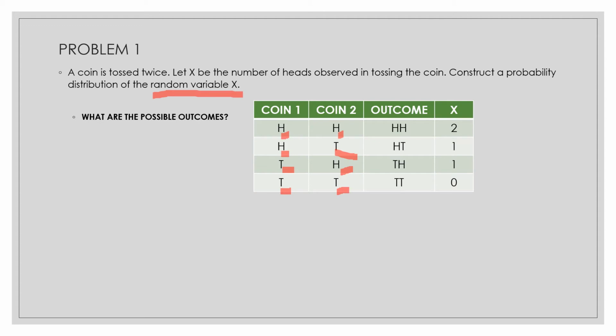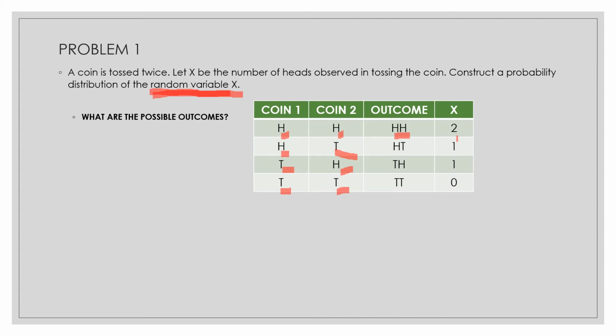Next, we need to find our x. Our random variable x is the number of heads observed in tossing the coin. For the first outcome, we have HH. How many heads popped out? We have 2 heads, because H here is represented by head.